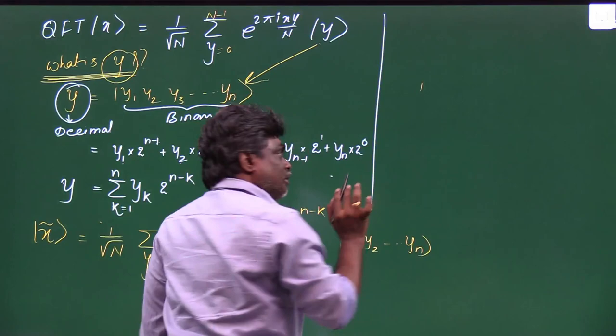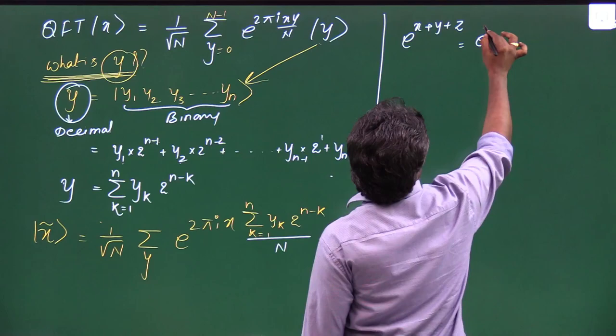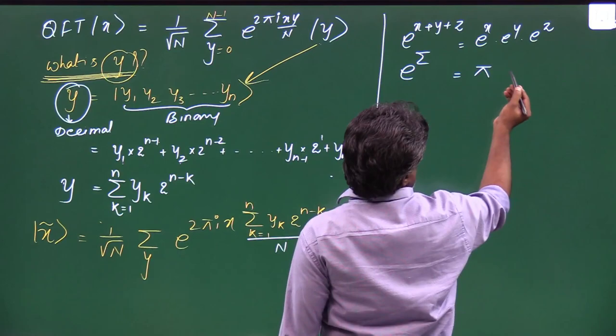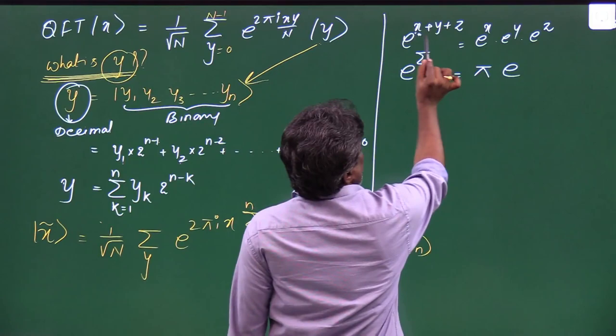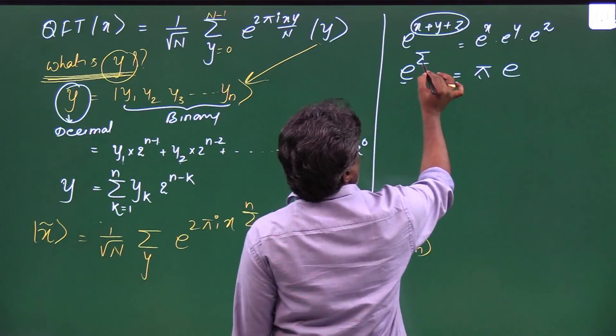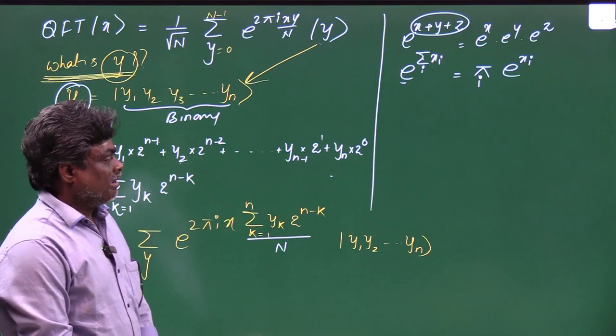Now, you have to know one small mathematics technique. Whenever you have e raised to x plus y plus z, how do we write it? e to the power of x into e to the power of y into e to the power of z. That means e raised to a summation is converted into a product. Exponential of a summation is nothing but a product of exponentials. That means e raised to summation over i of xi can be written as the product over i of e raised to xi. Is it clear? Now see this.